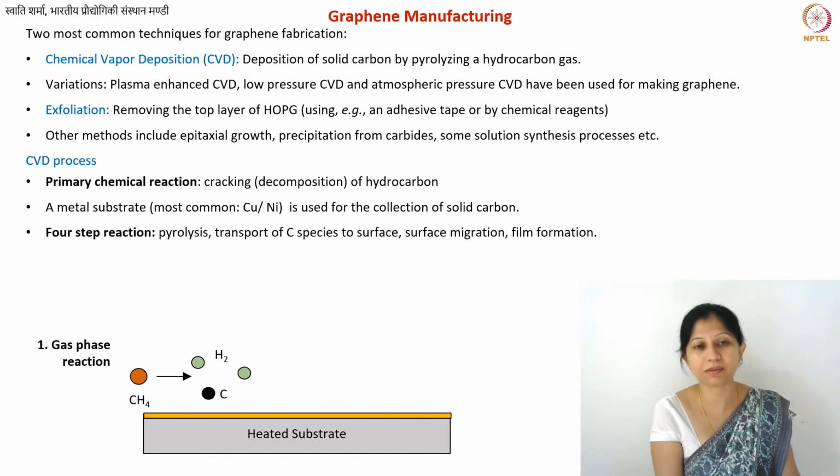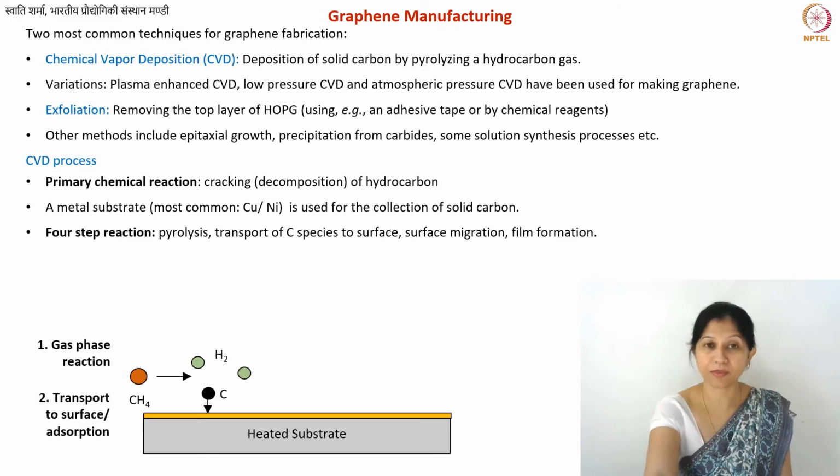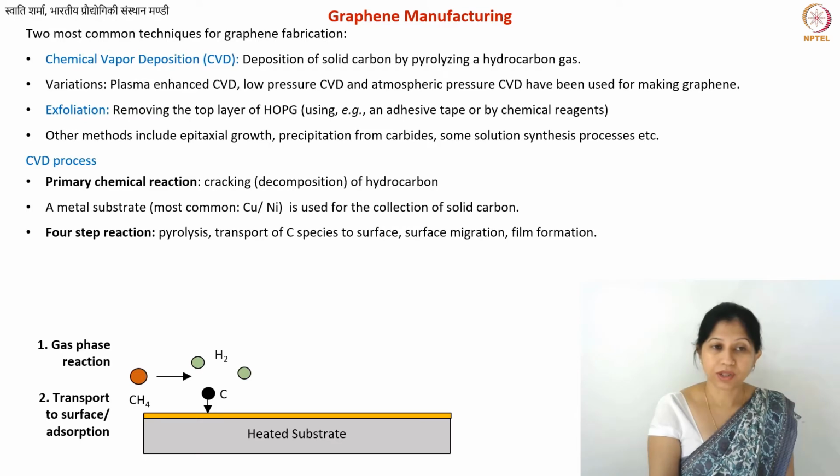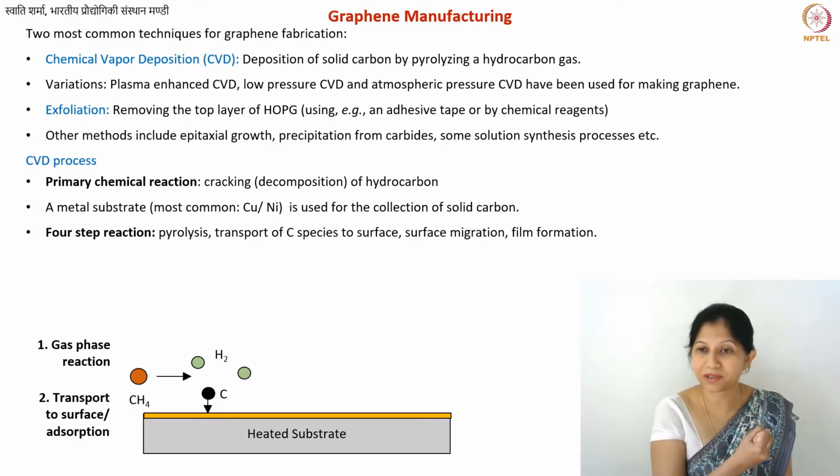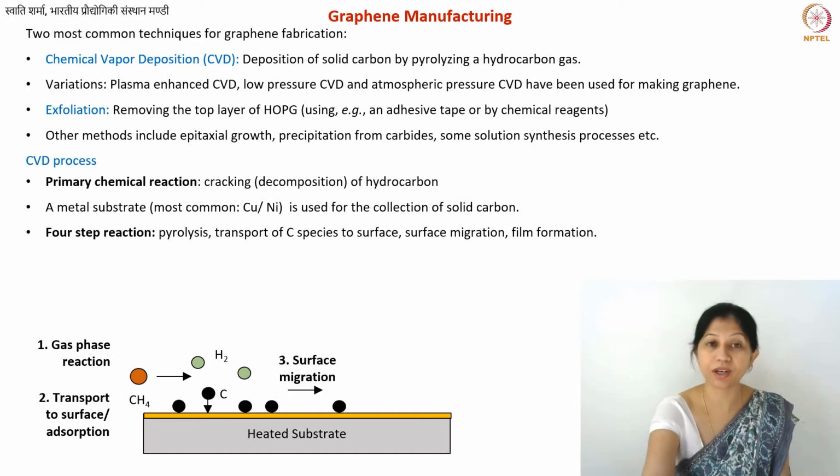So you see there is this black particle I have made, that is carbon, but again that is a carbon species, not necessarily atomic carbon. Okay, now with this arrow I have shown the transport to the surface, or the adsorption of your carbon species on top of your metal substrate. So that is your propagation and this adsorption, that is your step number 2.